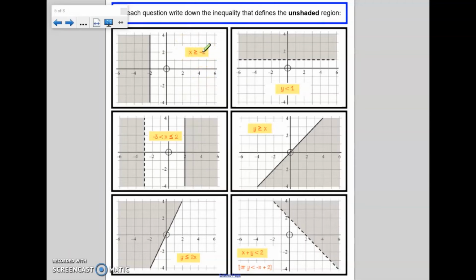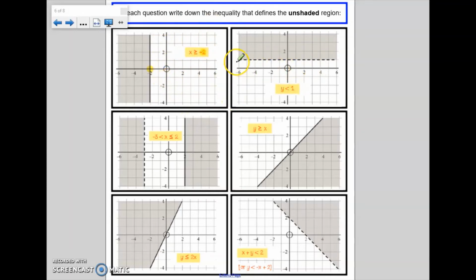We know it's the graph of x equals -2 because it crosses the x-axis at -2. Every x value on this line is -2, and it is greater than or equal to because it is a thick line, it is not a dotted line. And we want when x is greater than or equal to -2, so we want this side. This is the side we're talking about, the unshaded region.